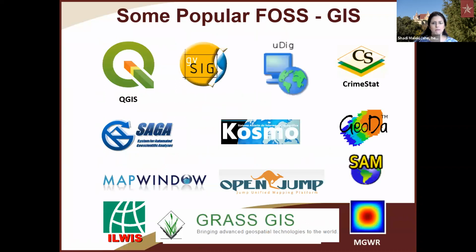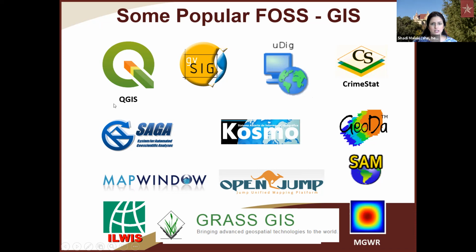So let's see some of them. We have probably hundreds of open source software that we can use, but some of them for GIS are QGIS, GeoDa, which is a good one, SAM, MGWR, CrimeSat. We have these actually in the Alkek Library, Geospace at Texas State University. Some of them are not much used by our students and faculty, like MapWindow, but some, as I mentioned, are very much used, especially QGIS.